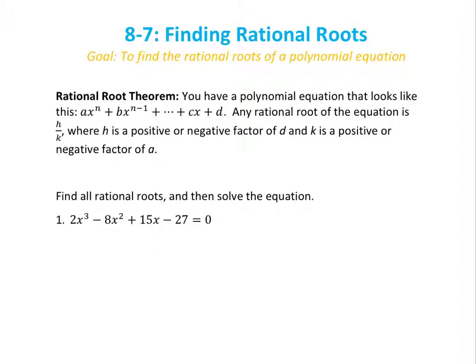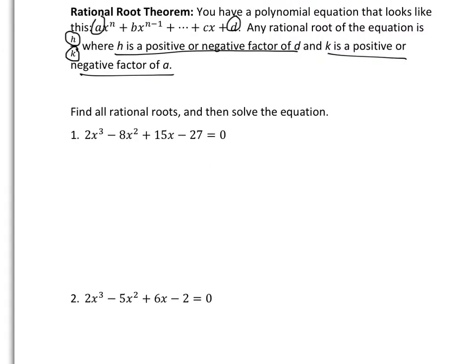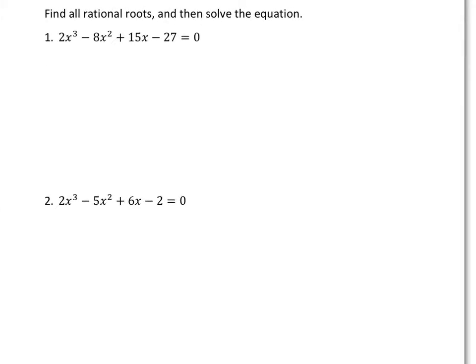Okay, so the way you do this, this notation right here is just my way of saying that you have a polynomial equation, because we don't know what the biggest exponent is, so that's why it's n minus 1. The dot dot dot means some other monomials, and there's going to be an x term and then a constant term. The important ones are the a and the d. The d gives us our h, where h is a positive or negative factor of d, and k is a positive or negative factor of a. So that's going to be important to remember. I think it's easier to see in action, so let's go right to the example.